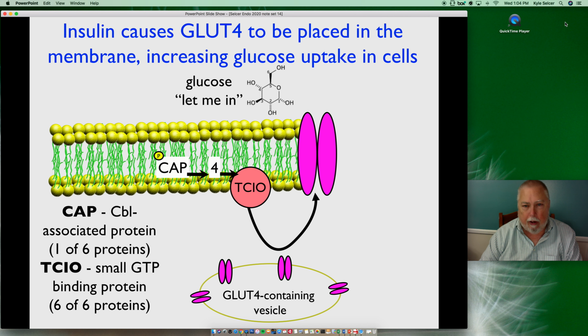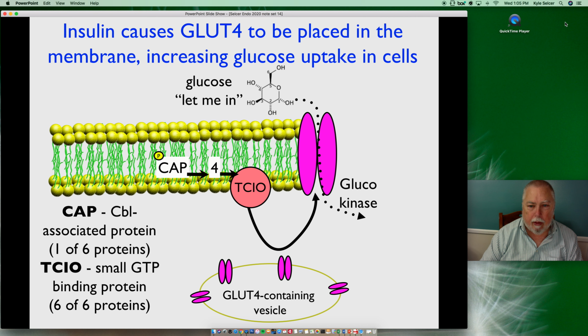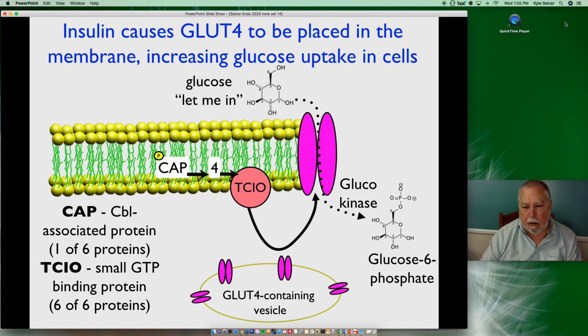So you end up putting a whole bunch of GLUT4s, however many are in the vesicle, into the membrane. It's not done one at a time. That entire vesicle will get put into the membrane, just fuse with it. TC10 is a type of what they call small GTP binding protein, which means in its action it converts GTP to GDP. Well, we don't need to worry about that right now. And now you get glucose entry. Then glucokinase creates the phosphorylated glucose, which goes on to make glycogen.